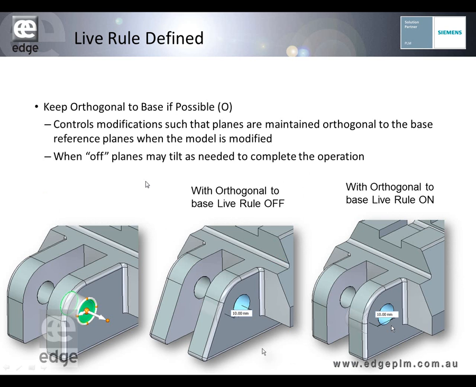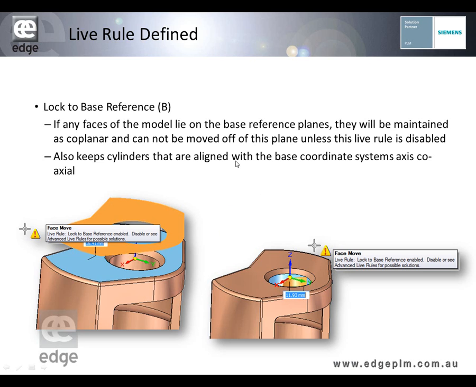Keep orthogonal to base. This one, we're going to move this hole. If the rule is off, then this face, which was orthogonal to the base planes, is no longer. If we turn the rule on, then when we move this hole, this face will remain upright instead of angling. Pretty simple, but very basic. This one tends to fool people a little bit.